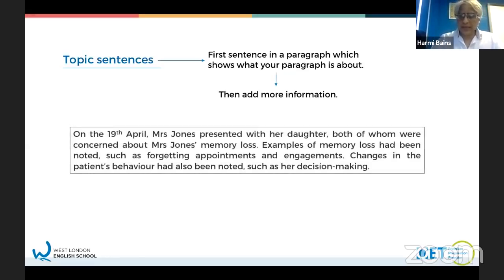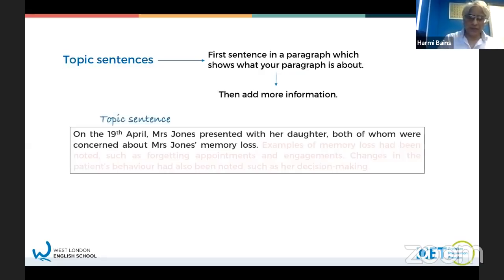I'm just going to look at a quick example here. On the 19th of April, Mrs. Jones presented with her daughter, both of whom were concerned about Mrs. Jones's memory loss. Examples of memory loss had been noted, such as forgetting appointments and engagements. Changes in the patient's behavior had also been noted, such as her decision making.